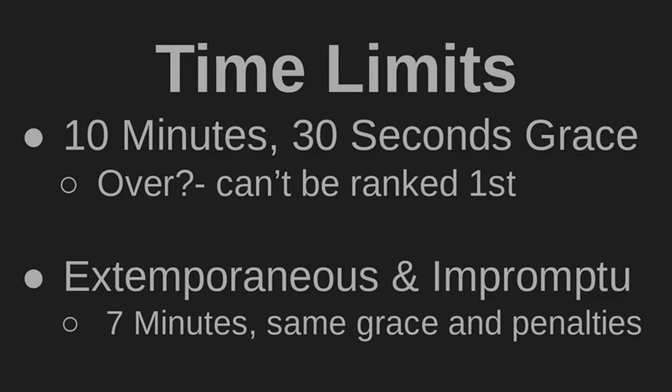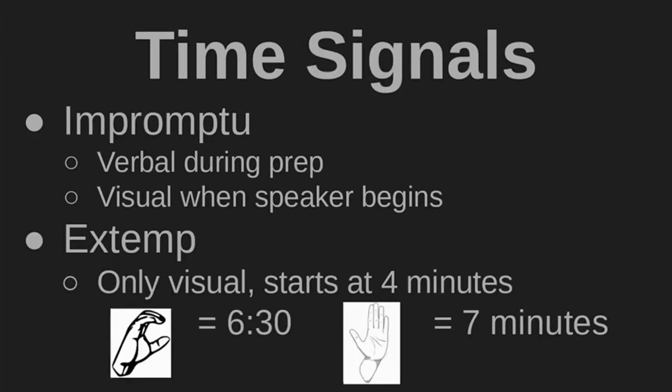The exception to the 10-minute time limit are impromptu and extemporaneous. These categories are 7 minutes in length with an additional 30-second grace period. Impromptu and extemp also have time signals. In impromptu, verbal time signals are given while the speaker is preparing their speech. These time signals switch to visual when the speaker begins. In extemp, the signals are all visual with no verbal time signals, and they start at the 4-minute mark.